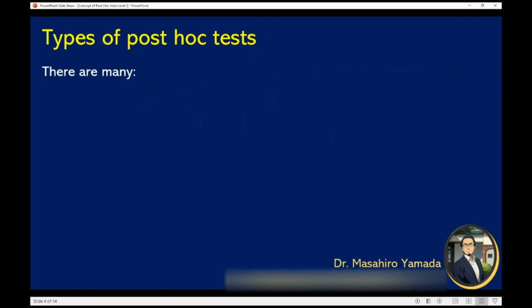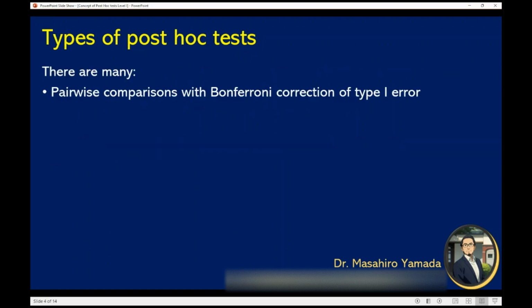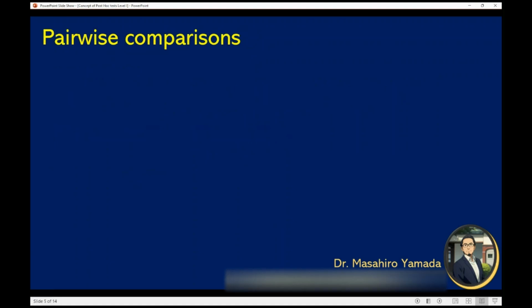There are many types of post hoc tests, but in this video, I'm going to introduce only two of them. One is pairwise comparisons with Bonferroni correction of type 1 error, and the other one is Tukey HSD test, honest significant difference test, starting with pairwise comparisons.